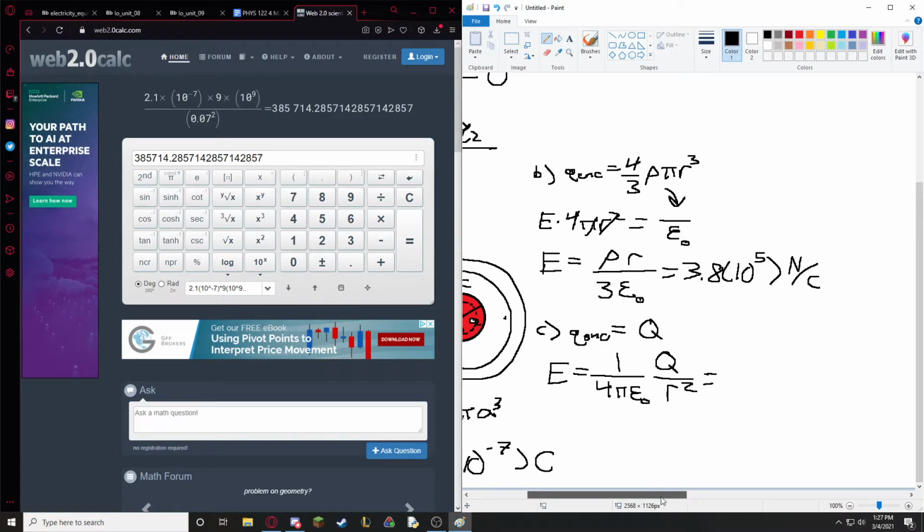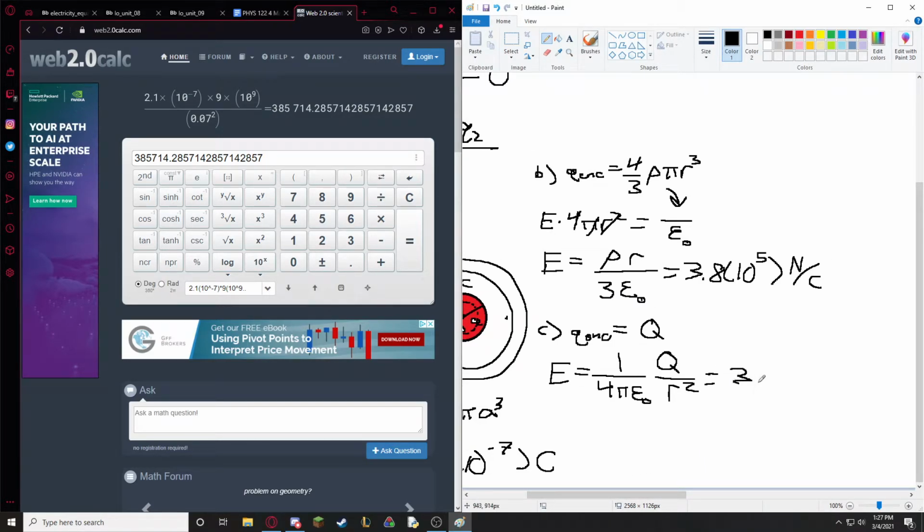We get an electric field value of about 3.9 times 10 to the 5 newtons per coulomb.